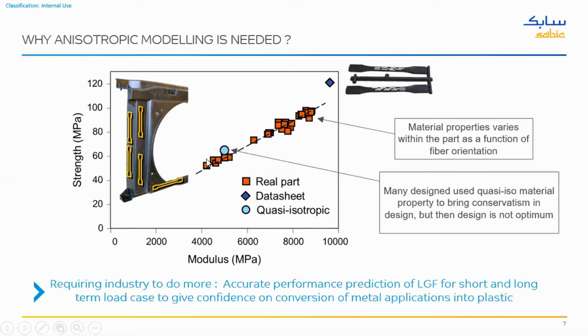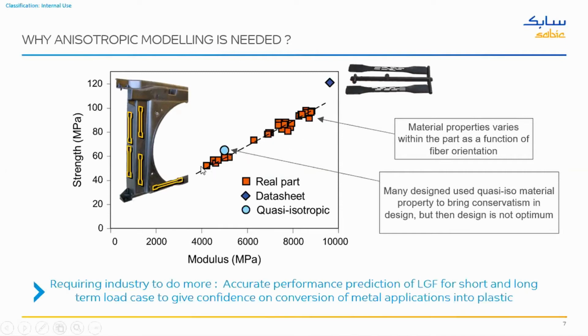What you can see on the graph is the variation of the material property along the different specimens in the part. Each specimen will have a different fiber orientation, and that really impacts the material properties in the part. So you could see large variations in the material properties within the part itself. Also, very interestingly, the data sheet values, which are normally from molded tensile bars where the fibers are very aligned, are much above, over-predicting the performance compared to the reality in the part.